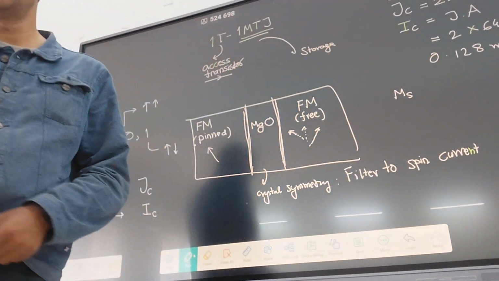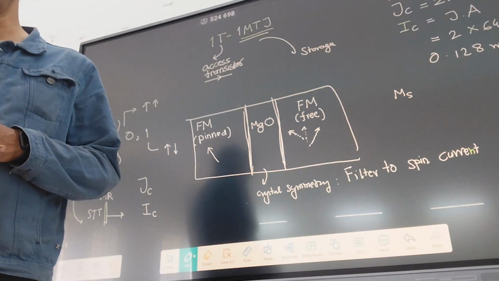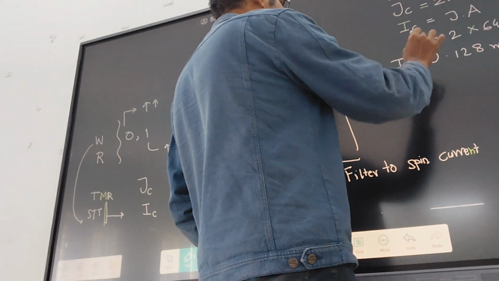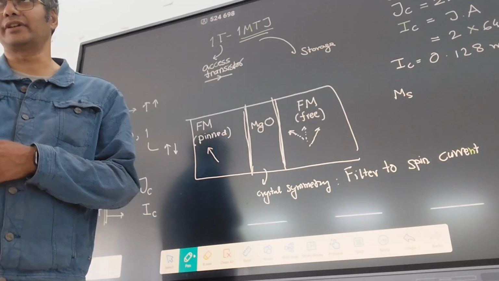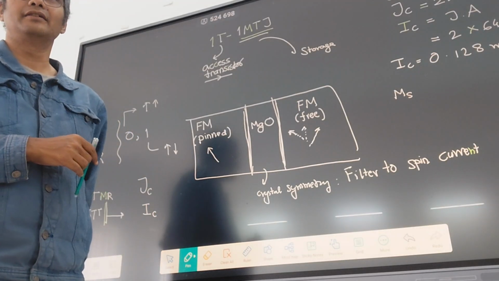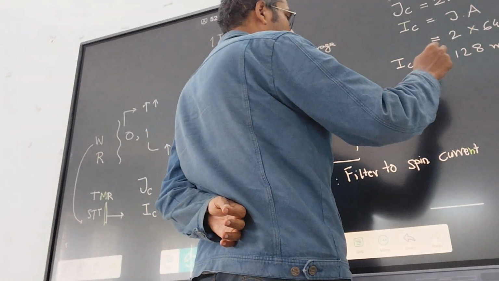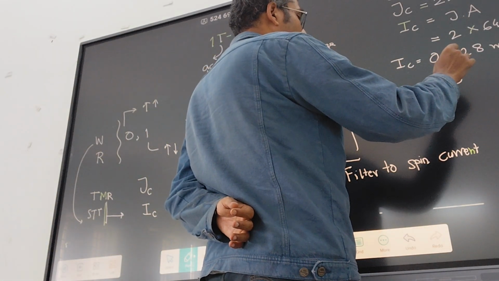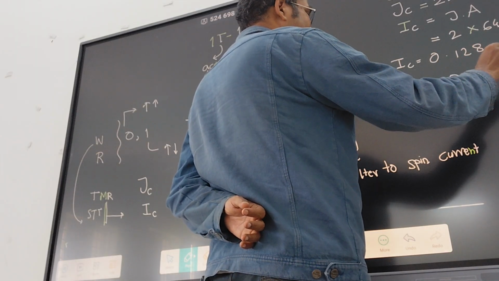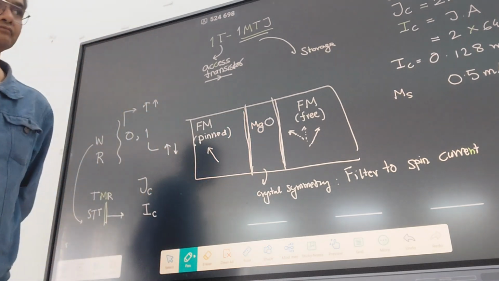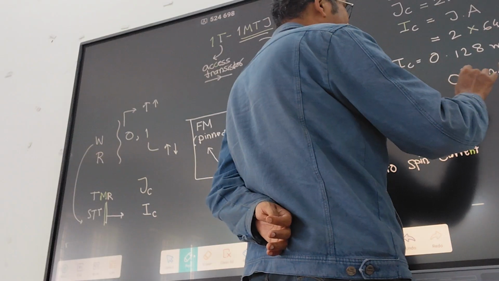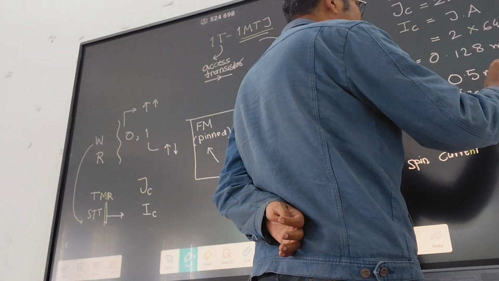Take the next one. 0.128 milliamperes is the critical current. That means our system will start writing from this current. Now, if I say that I would like to have my critical current as 0.5 milliamperes, okay? The question is whether it is feasible. It will be feasible.